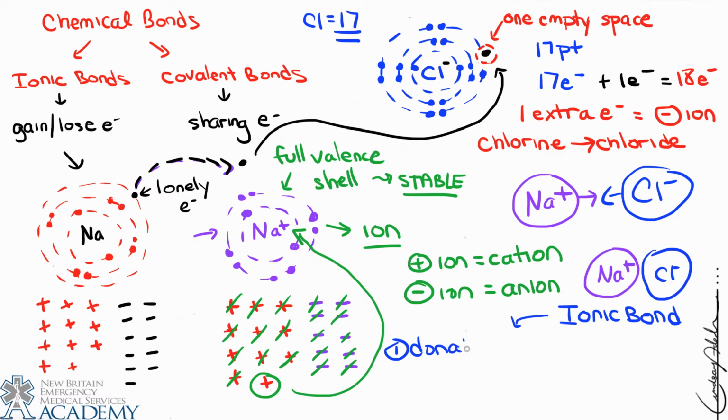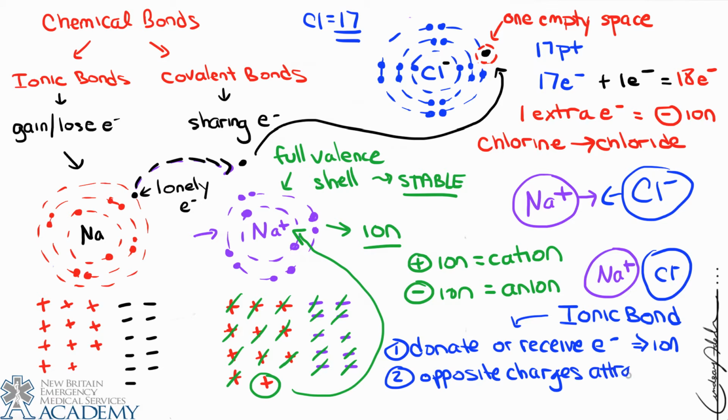Let's just review really quickly the tenets that make an ionic bond. One is that an atom has to donate or receive an electron. It could be more than one. Sometimes it'll be like 2 or 3, but it has to donate or receive at least one electron in order to become an ion. So it has to possess a charge. And we know that since opposite charges attract, we can form ionic bonds.